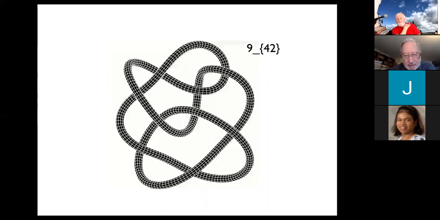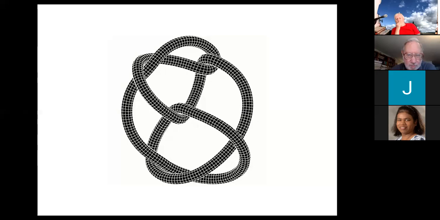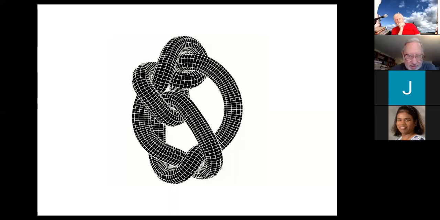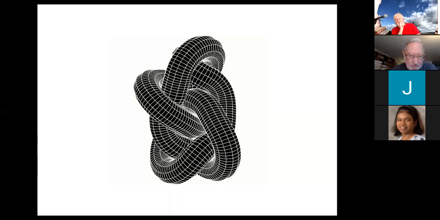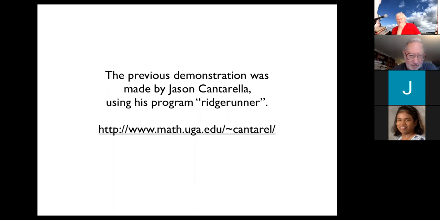And people have computer programs that pull the knot up tight. You can do this with a rope, but the computer program can do it also. And other than some estimates of various kinds, no one has exact answers to these questions. No one knows the precise length to diameter ratio for even the trefoil knot. You can approximate it with a computer program like this by pulling it up and measuring the length. This program is due to Jason Cantarella, and if you're interested in more of that, you can find it on his website.